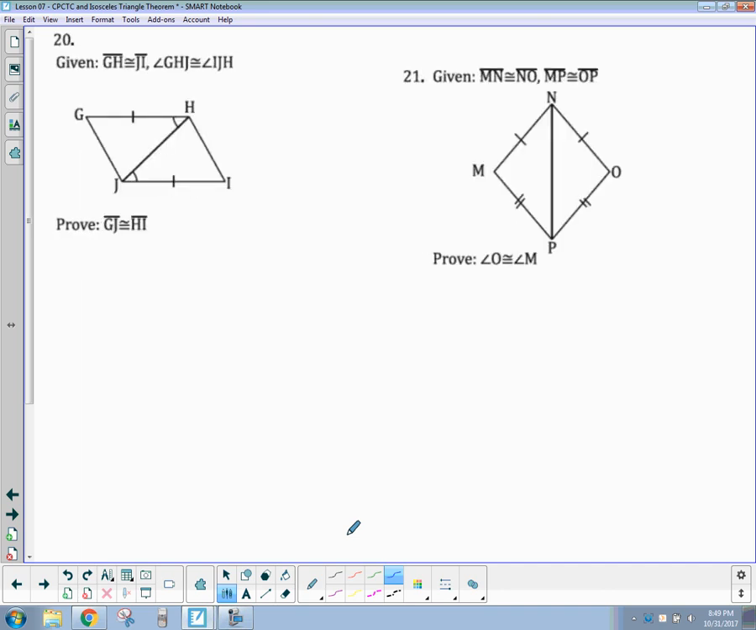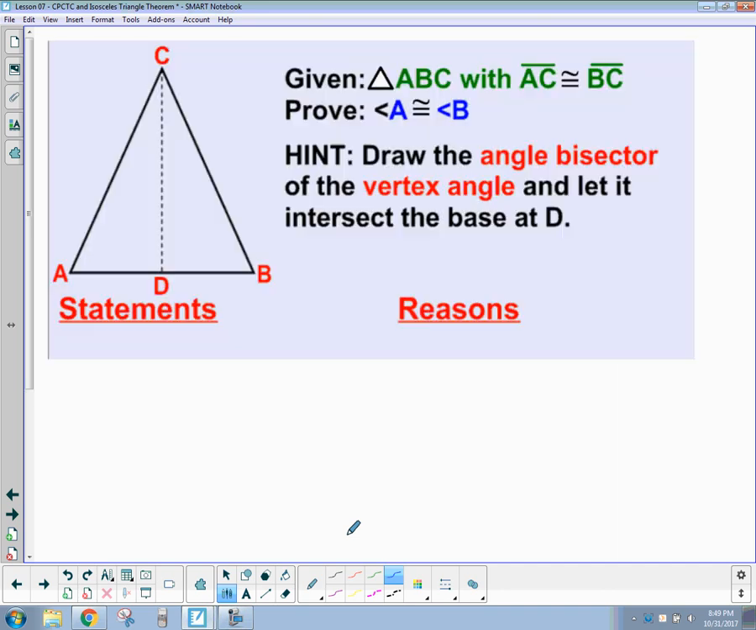Alright, let's look at this. Given triangle ABC with AC being congruent to BC, prove that angle A and angle B are congruent. Hint: draw an angle bisector of the vertex angle and let it intersect the base at D. Angle bisector, again, remember that means it's cutting the angle in two equal halves.